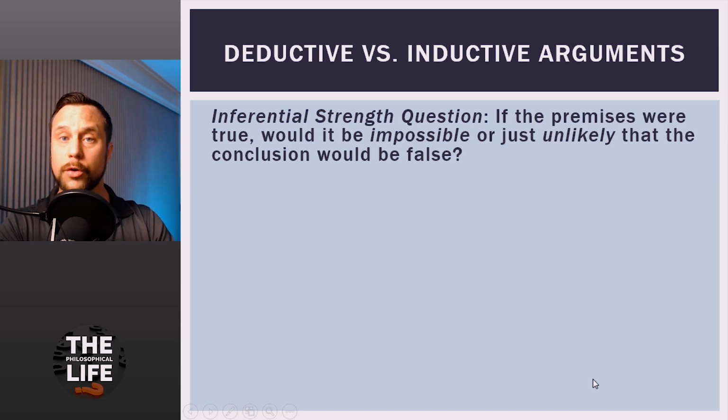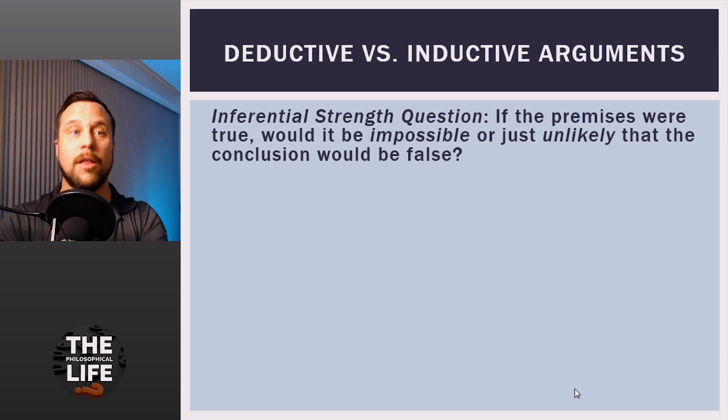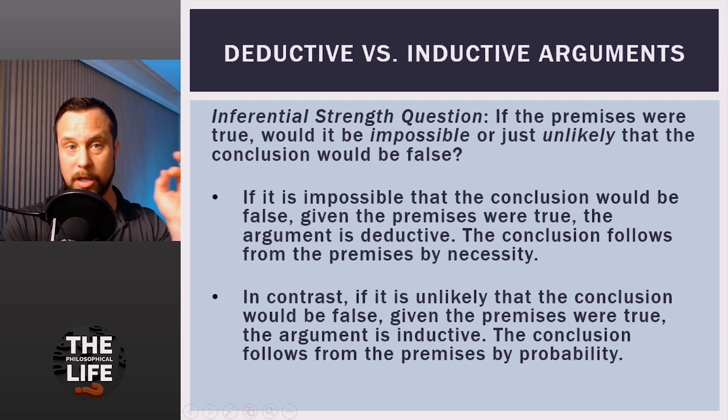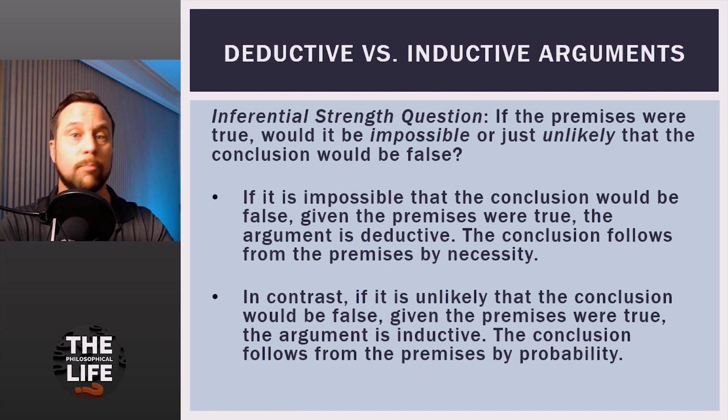If the premises were true, setting aside whether they're actually true or not, assuming the premises were true, would it be impossible or just unlikely that the conclusion would be false? Now, if you answer that it's impossible that the conclusion would be false given the premises were true, then the argument is deductive. If, on the other hand, it is just unlikely that the conclusion would be false were the premises true, then the argument is inductive. The conclusion follows from the premises with probability.